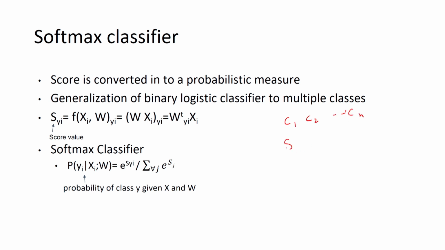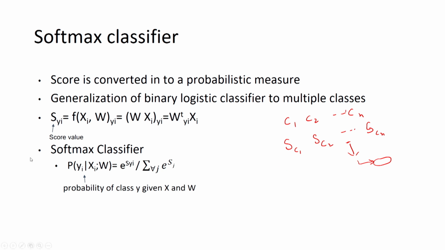So, if we can find out some score for C1 class, some score for C2 class, some score for Cn class, and then the class for which the score is maximum, that class we will give as the output for the instance. The same is written here.